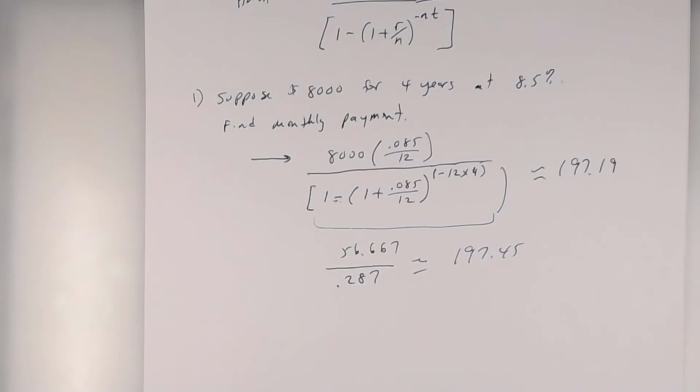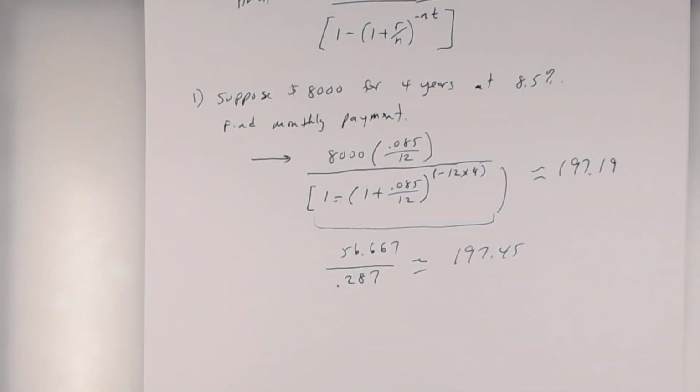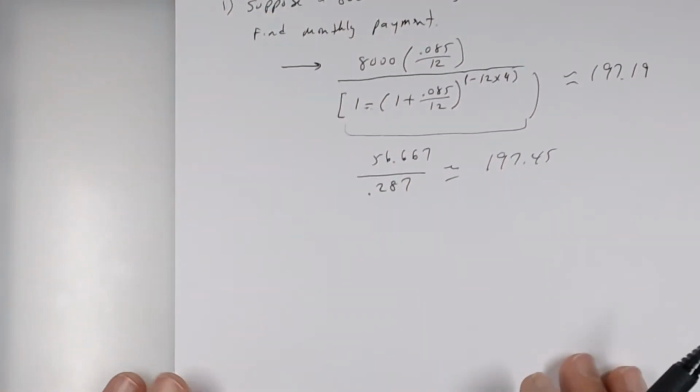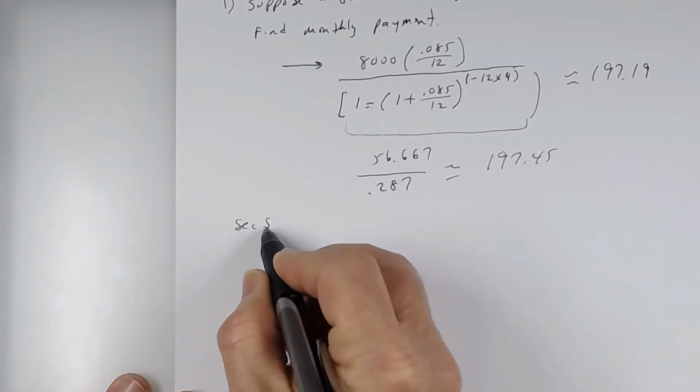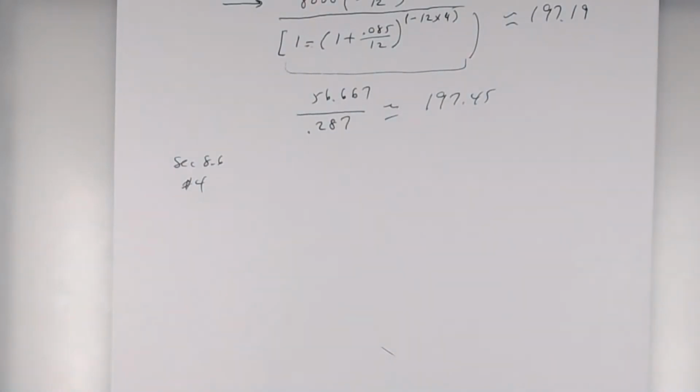All right, now let's look at this. Go ahead and take out that handout I gave you last time. It's section 8.6. Section 8.6. Go ahead and take that out, guys. We're going to look at number 4. Section 8.6, number 4.